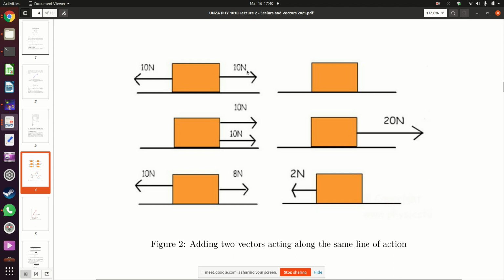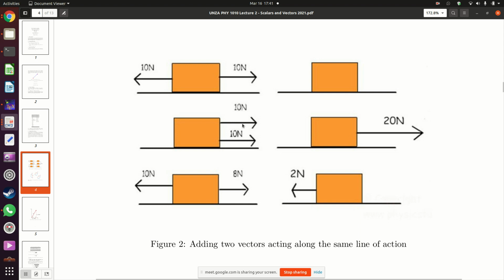When you're dealing with vectors, you need to choose which direction is going to be positive. That's another thing you need to do yourself. You need to choose directions. Which direction is going to be the x direction, which the y direction, which is the positive x direction, which is the negative y direction, like that. So if we choose this to be our positive x direction and this our negative x direction, 10 newtons plus minus 10 newtons, you get 0. That's why there is no force on this one here.